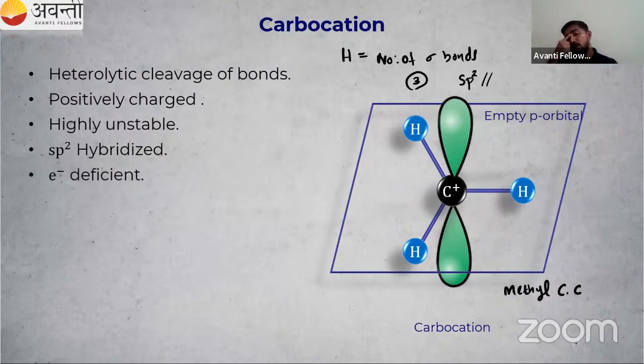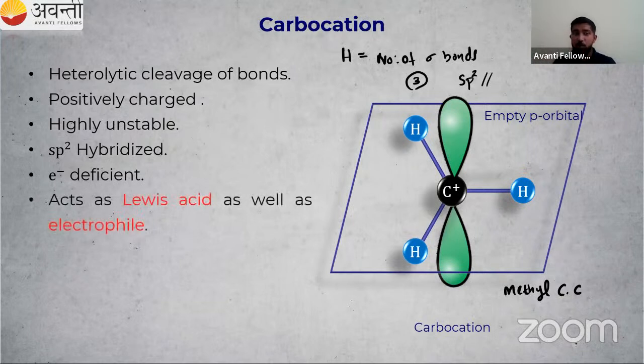It is also electron deficient. You can count the number of electrons: 2, 4, 6. So it is an electron deficient species with an empty orbital. Since it is ready to accept a lone pair of electrons, we can call it a Lewis acid. What about a free radical? We are not calling it a Lewis acid. So these are the important points.